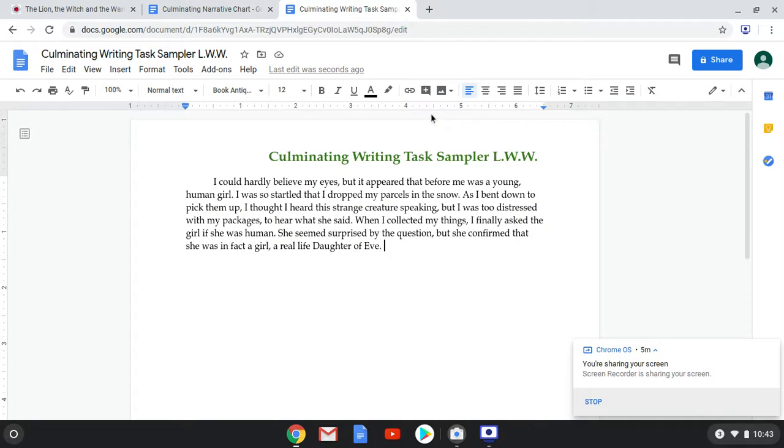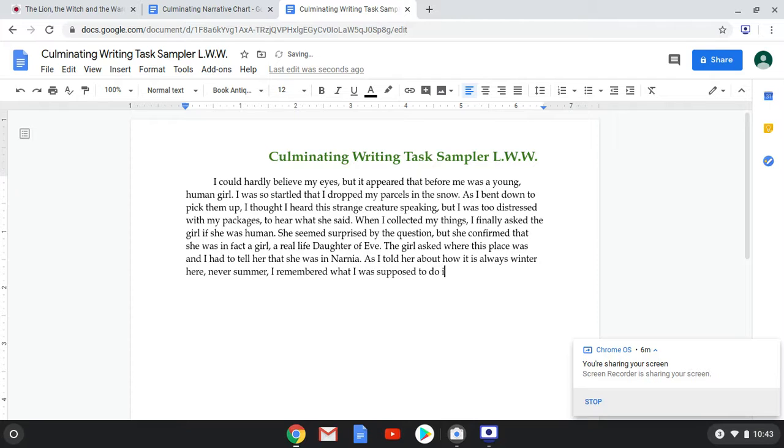Now I was going to tell her about Narnia. The girl asked where this place was, and I had to tell her that she was in Narnia. As I told her about how it is always winter here, never summer, I remembered what I was supposed to do if ever I encountered a human creature such as her. I'm doing this all kind of just in my mind, so sometimes my grammar's a little off. So it's good with proofreading.